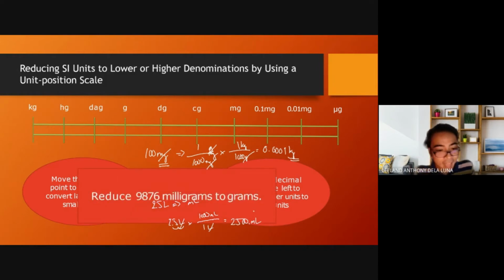Right? So try this one class. Well, actually, feeling ko kaya nyo na rin naman to. Okay, try this on your own. 9,876 milligrams, convert that to grams. Okay? So between milligrams and grams, grams is a larger unit.